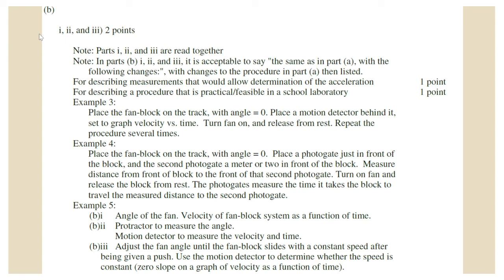Example 5 says to measure the angle of the fan, the velocity of the fan block system as a function of time, the protractor to measure the angle, and the motion detector to measure the velocity versus time. And it says adjust the fan angle until the fan block slides with a constant speed after being given a push. Use the motion detector to determine whether the speed is constant. 0 slope on a graph of velocity as a function of time. That method, I think, is superior. Makes it a lot easier to talk about the analysis part, in my view. Take a second to pause this video here and write that down, making sure you understand all aspects of the scoring guide. And when you hit play, we'll move on.